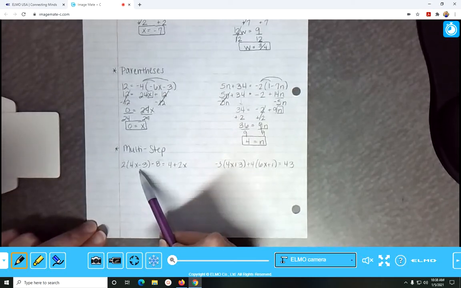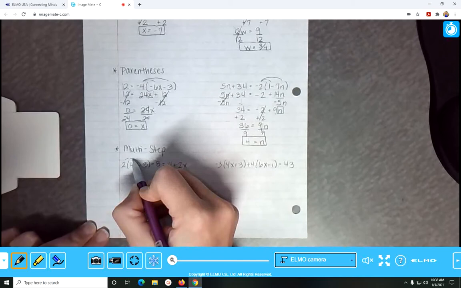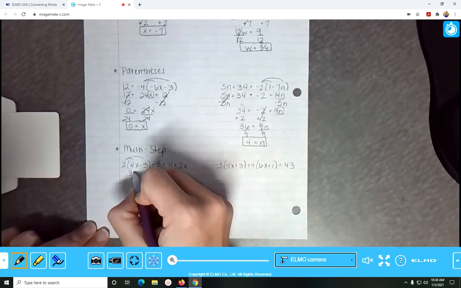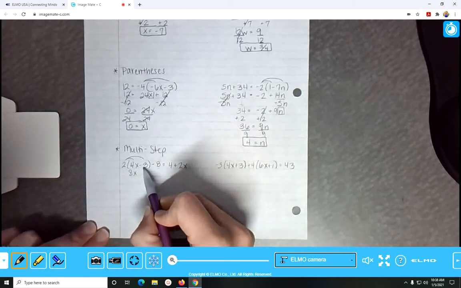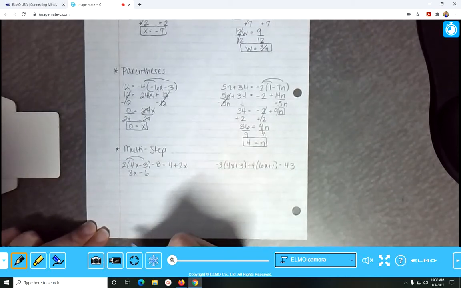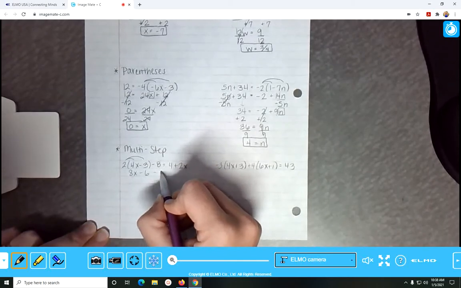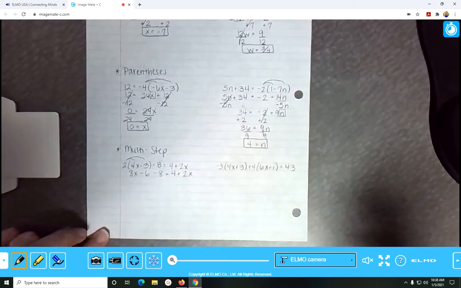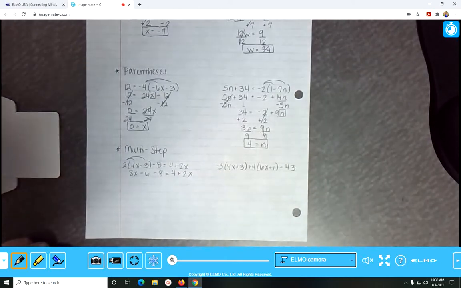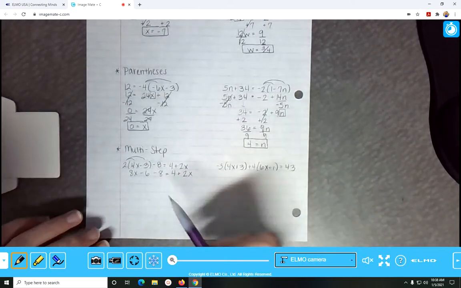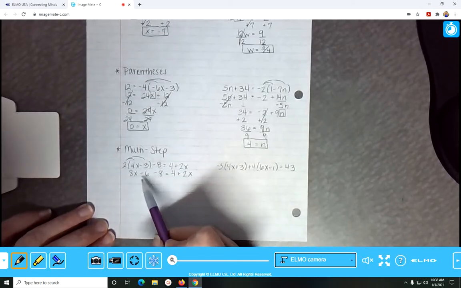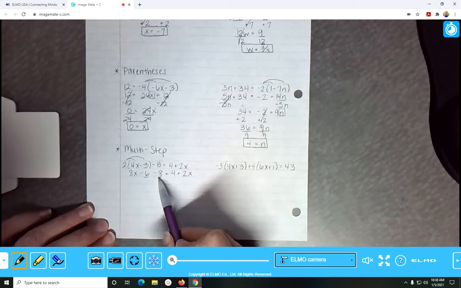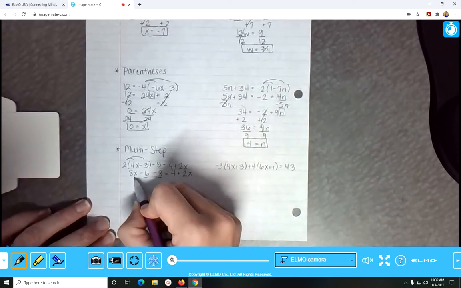Remember, when we see parentheses, we want to go ahead and get rid of those. So I want to distribute this 2. 2 times 4x is 8x. 2 times negative 3 is negative 6. And then we want to bring down the minus 8, and then bring down the rest of the equation. Okay, before we solve this, we need to look at the fact that we have some like terms that need to be combined right here. We have a minus 6 and a minus 8. Negative 14.